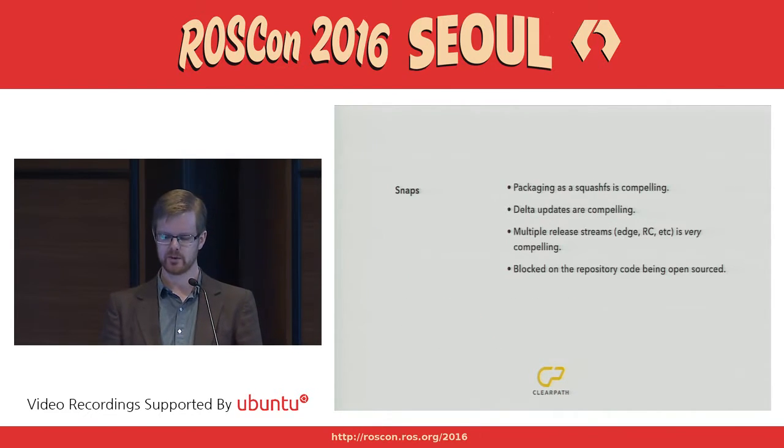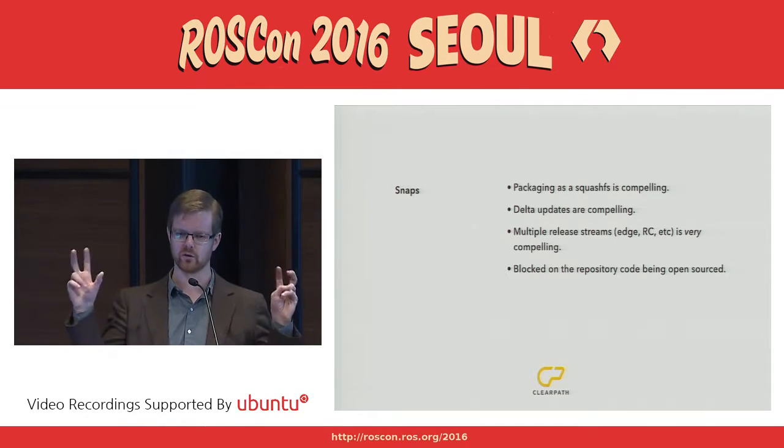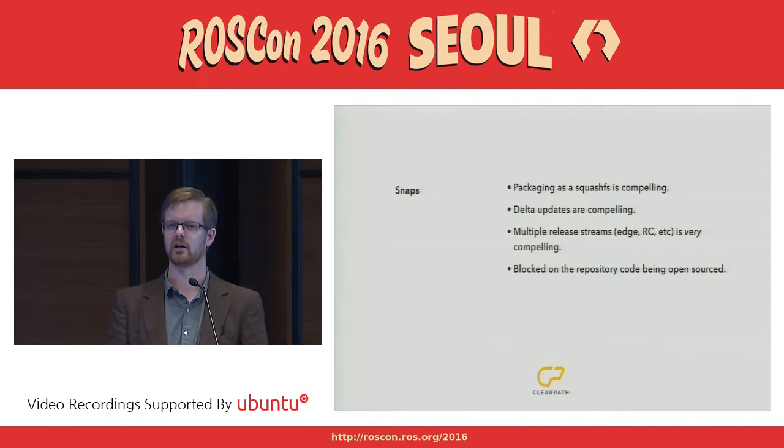And then the last kind of piece is, in the fullness of time, we probably will investigate migrating to snaps. For this, snaps do a lot of things that are very compelling. Packaging it as a squashfs prohibits people from going in and diddling with it. The Delta updates are fantastic. Multiple release streams gets us out of that like devel, pre-release, release because it's handled natively. But this is currently blocked on the store entity from Canonical being not yet open sourced.